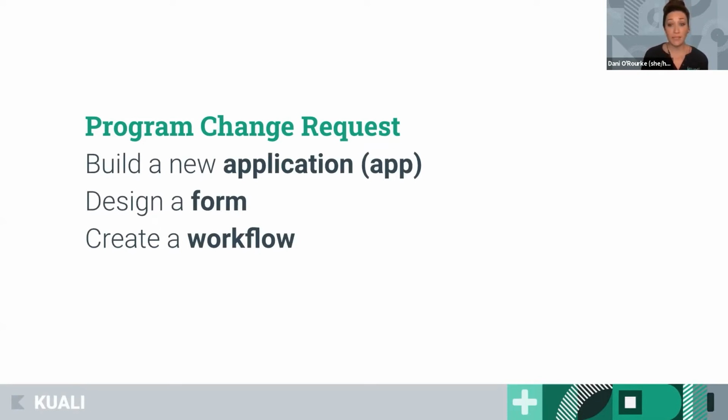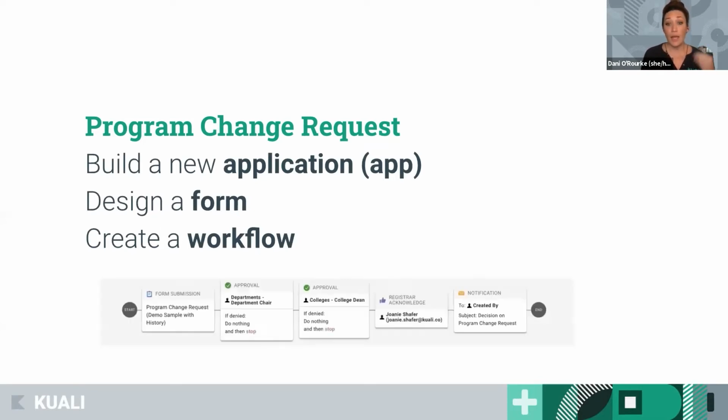For example, let's say the workflow begins with an approval from the department chair of the requested department that correlates to the requested program, followed by the college dean of the requested department, an acknowledgement by the registrar, and finally a notification to the student on the decision for their program change request. All of that can be easily handled and all is contained inside that program change request.